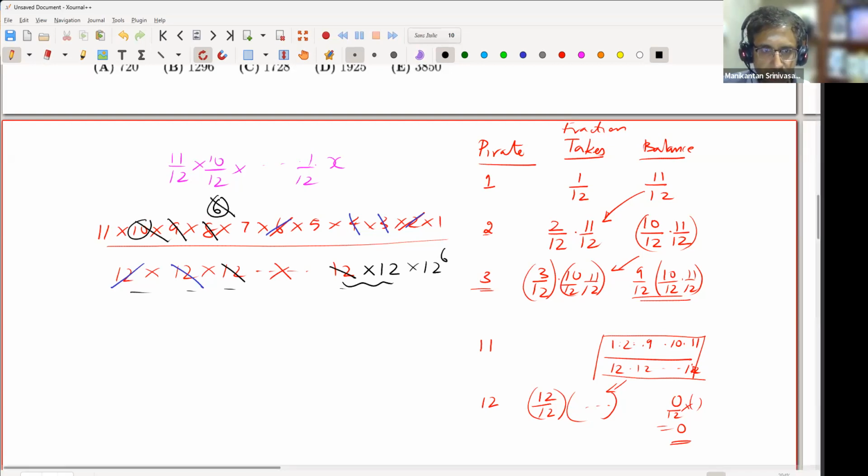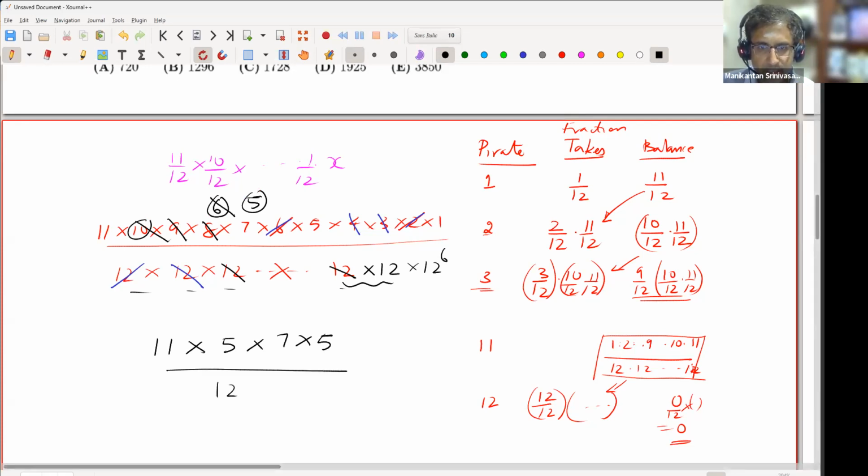Okay, now let's review the numerator. I think we have finished cancelling everything that's possible. So 11 into 5 in this 5 that is, and then there is this 7 and this 5. Right? And that's it, divided by some number of 12s, 12 over 7, whatever. So this into the initial count, let's say a, whatever you want to call it.